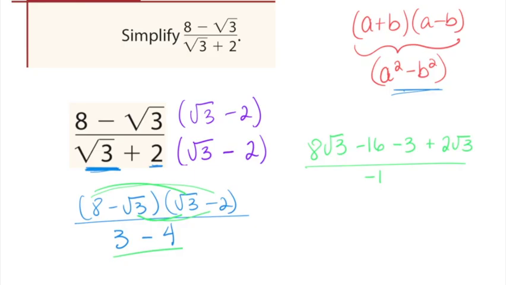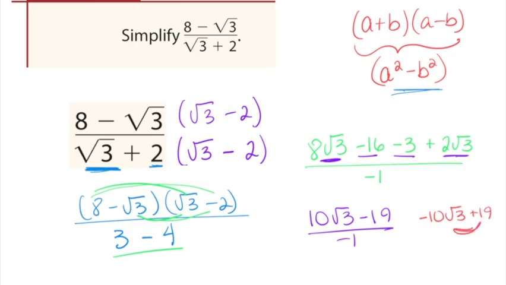So I'm going to simplify my top. 8 square root of 3 and 2 square root of 3 are like terms. That is 10 square root of 3. Negative 16 and negative 3 are like terms as well. And that's all over a negative 1. So I actually end up just dividing each piece by negative 1. So positive 10 square root of 3 becomes negative. Negative 19 becomes positive. And they actually flip-flop these just because it looked prettier to do it this way. But that's all I'm doing there. So I'm using the idea of conjugates to get rid of my radical now.